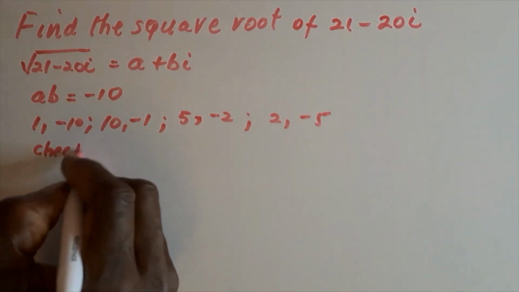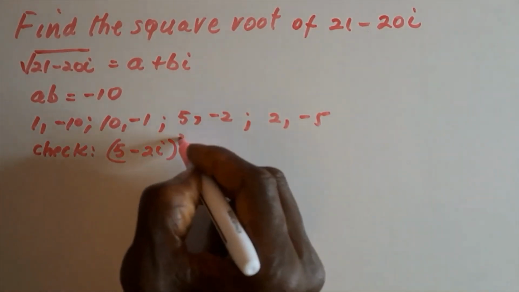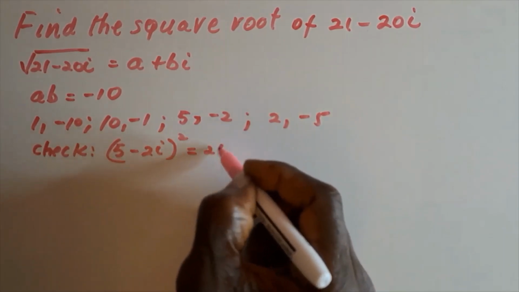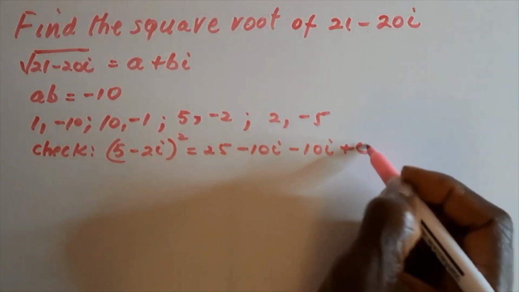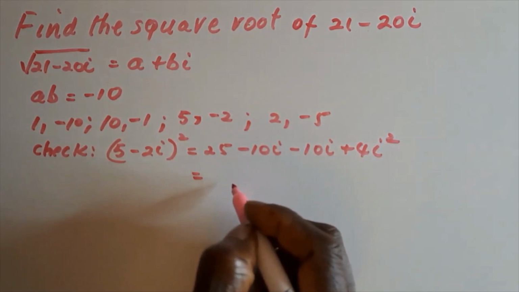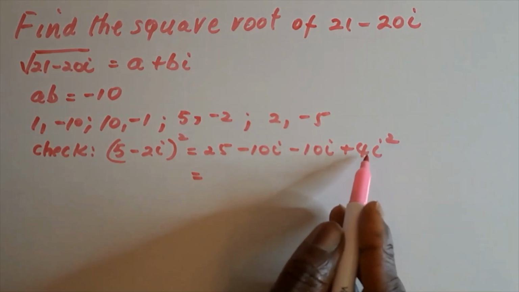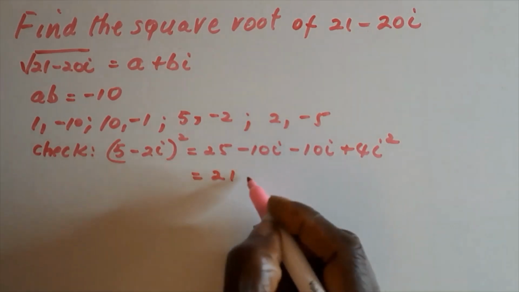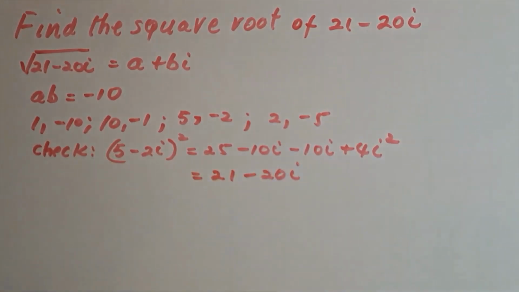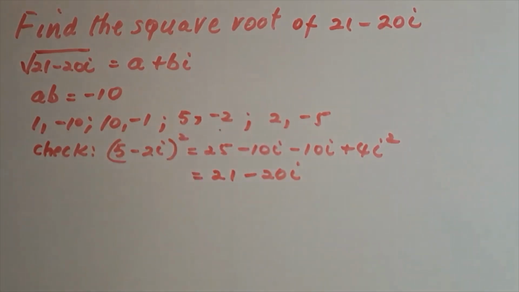I'll just check it. We have that 5 minus 2i squared is equal to 25 minus 10i minus 10i and 4i squared. I squared is minus 1. This becomes minus 4. Add that to 25 will give us 21. And we have minus 20i. So that way we can see that these are valid values for a and b.